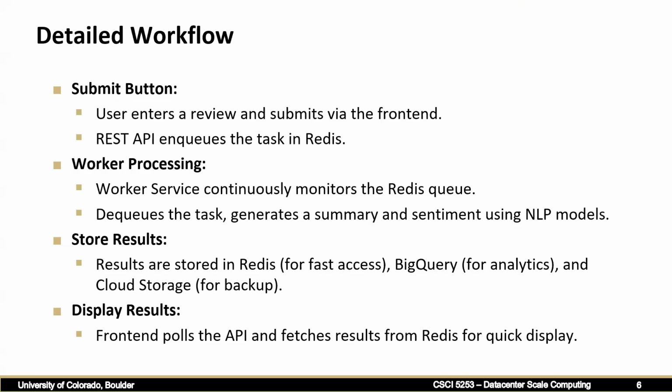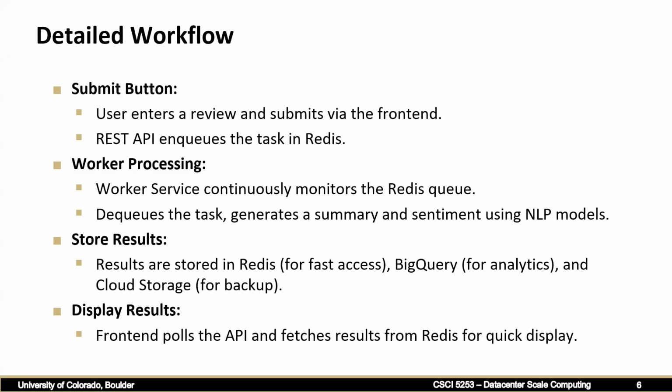Next step goes to worker processing. Here the worker service continuously monitors the Redis queue. When the task appears, the worker dequeues it and performs the following actions. Summarizes the review using a T5 NLP model, analyzes sentiment using the DistilBERT model to classify the review as positive, negative, or neutral.